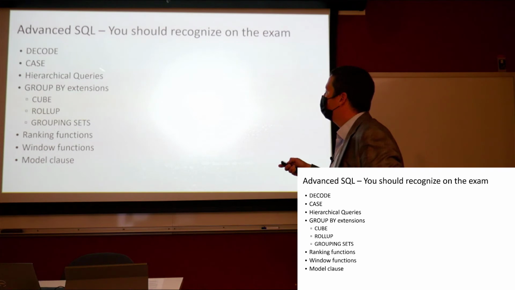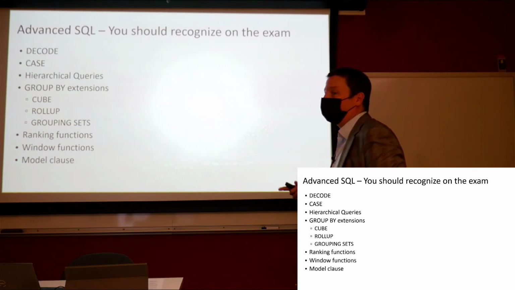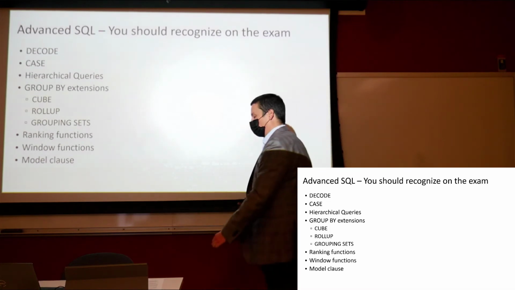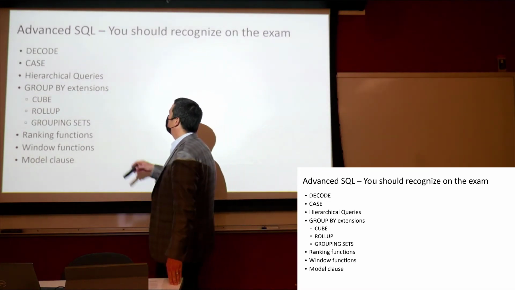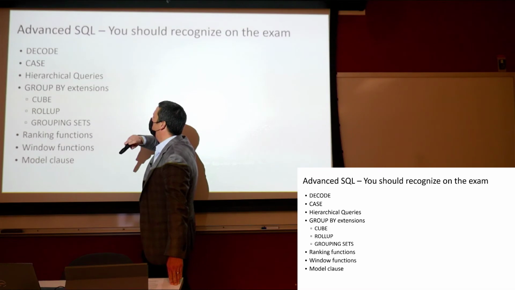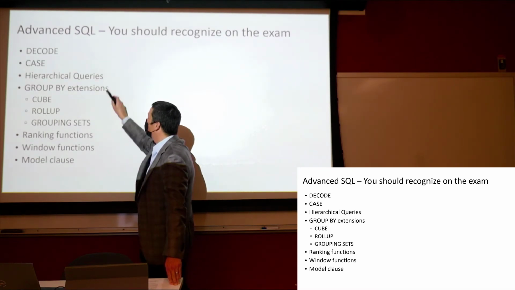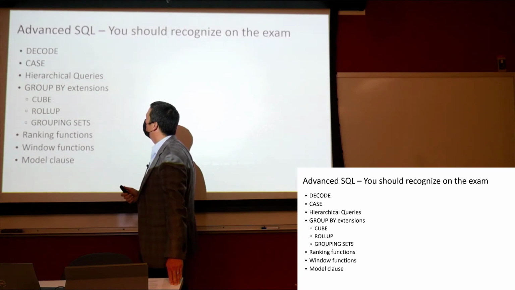Hierarchical queries, where we have these unary relationships where a table or a relation is in a relationship with itself. The examples we had in class were like an org chart, right, where you have employees managing other employees. That's when we wrote our hierarchical queries.